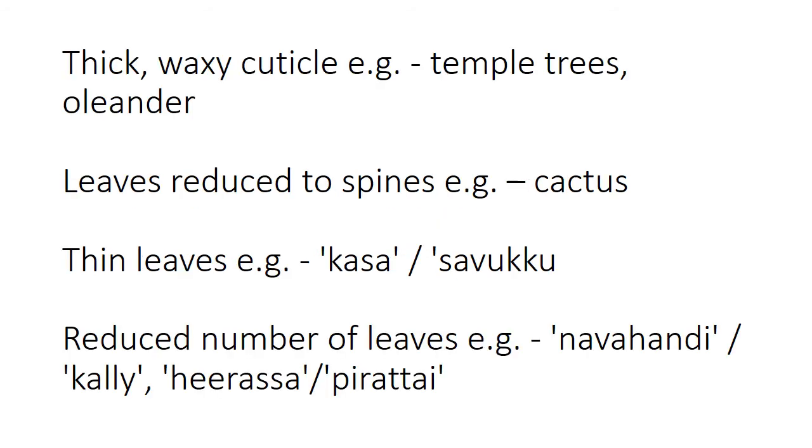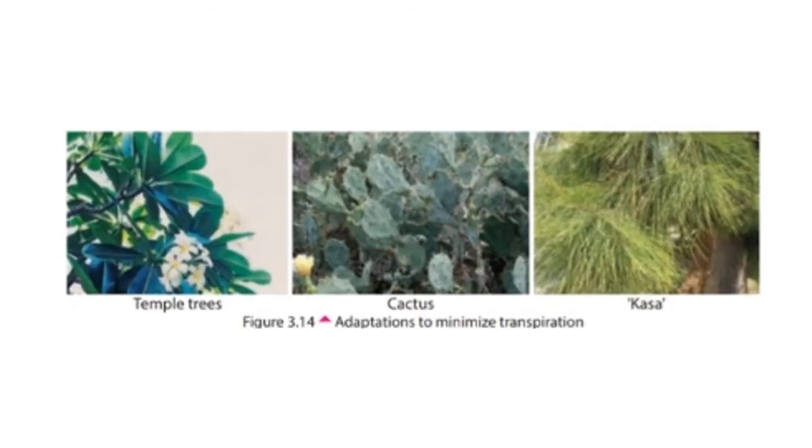First one, a thick waxy cuticle is present. Examples are temple trees. Leaves reduced to spines. Example is cactus. Third one, thin leaves. Example is kasar. Reduced number of leaves. Example is Navahamdi and Hirasa. These are the adaptations to minimize transpiration. The temple tree has a thick waxy cuticle. Cactus has leaves reduced to spines. Kasar has thin leaves.